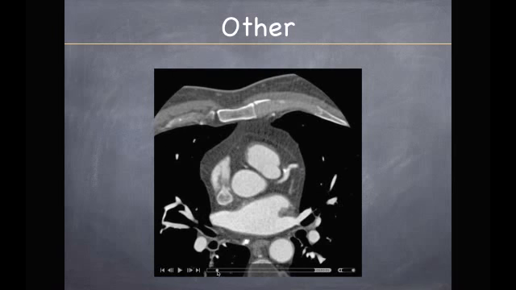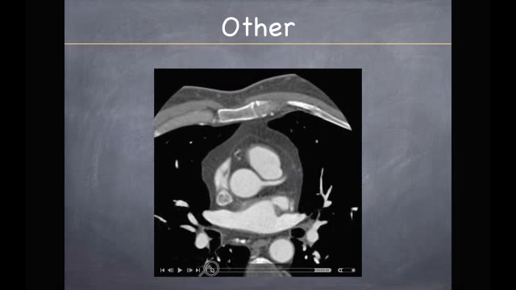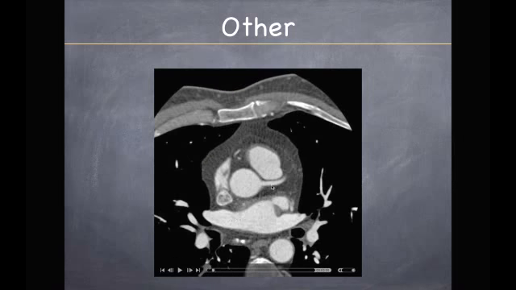Here's another case. Looking at this case, we can see that there's a weird configuration of the circumflex. We've got the left coronary artery system coming off here.